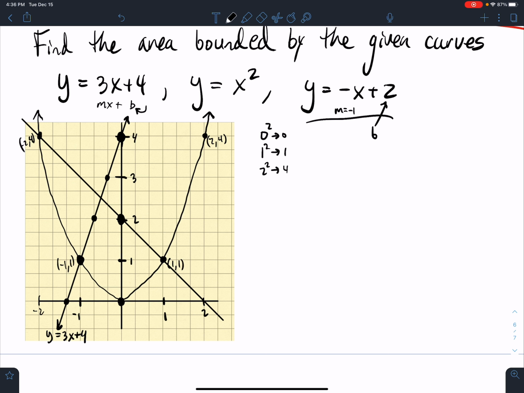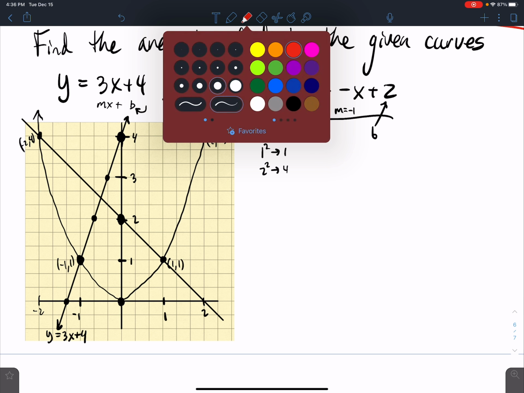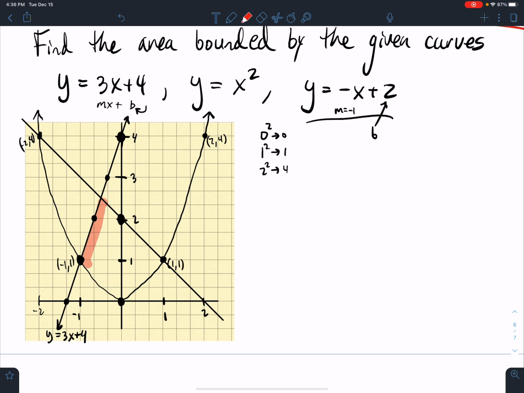So where do all these cross? Well, the bounded region ends up being this region right here. What a mess. There's a lot of stuff going on here. So this equation is y equals negative x plus 2. This equation is y equals x squared. And this equation is y equals 3x plus 4. All right, so three main boundaries here.